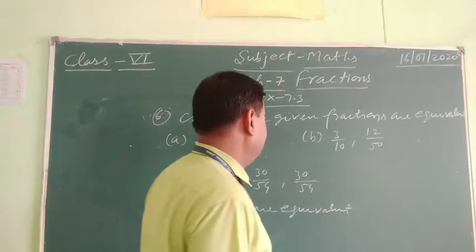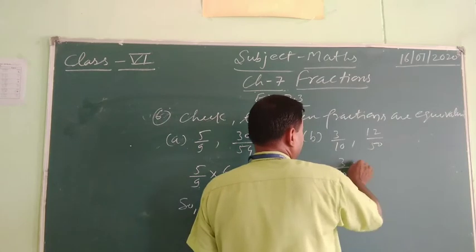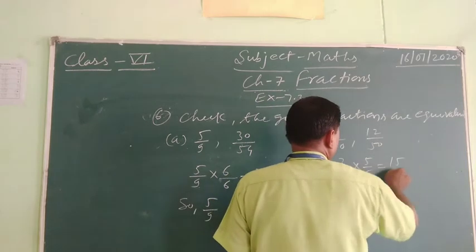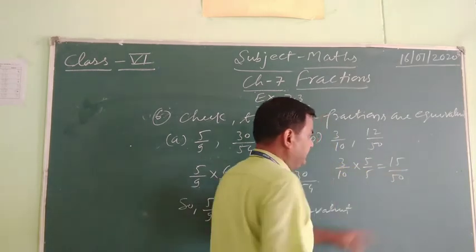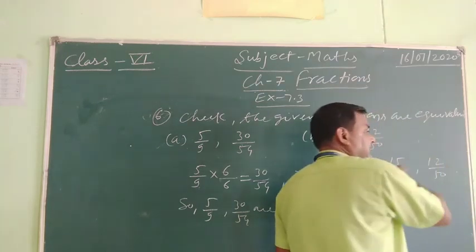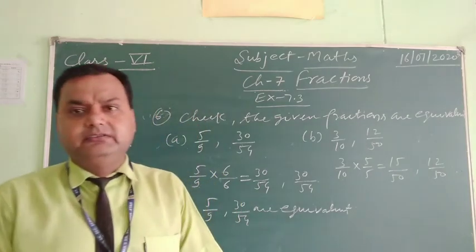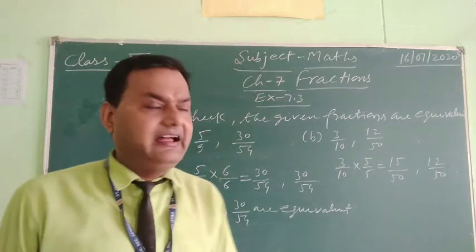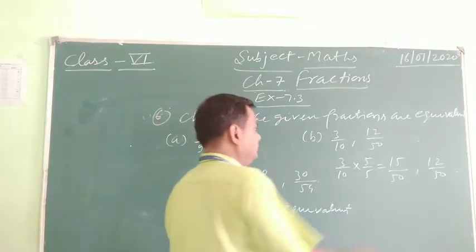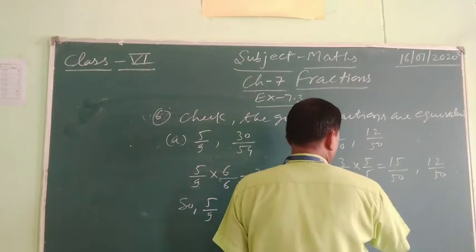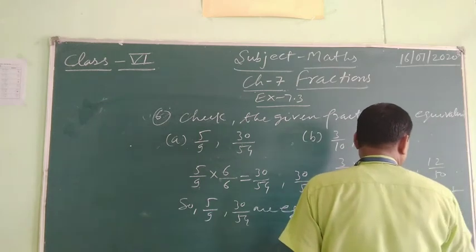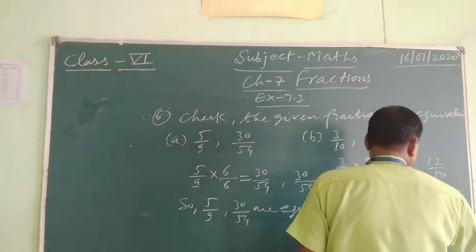Now we will convert 3 upon 10 by multiplying 5 upon 5. 3 fives are 15, 10 fives are 50. The denominators are the same, but the numerators are different. So both fractions are not equivalent. So 3 upon 10 and 12 upon 50 are not equivalent. Is it clear?